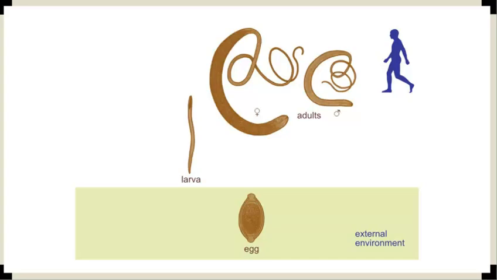So here are our different stages for Trichuris trichiura. Here's our egg, here's our larva, here's our female worm, and here's our adult male worm. Again, our female is larger, our adult male is smaller, and again, the common name is the whipworm, because of this long kind of whip tail they have on the end of the worm.